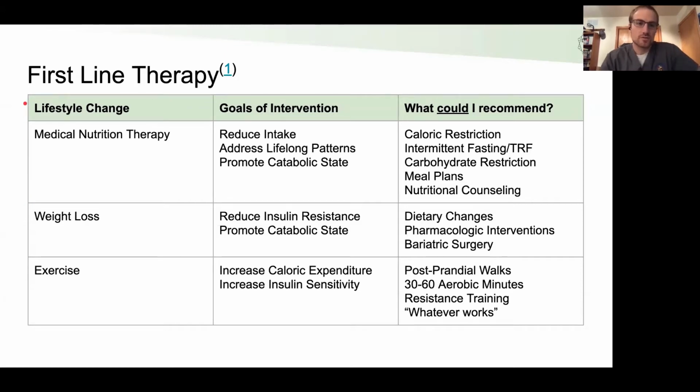So our first line therapy for diabetes is lifestyle changes, which fall into 3 main buckets: medical nutrition therapy, weight loss, and exercise. References are indicated here by the number, and then the last slide has the numbers correlated to where the information came from.